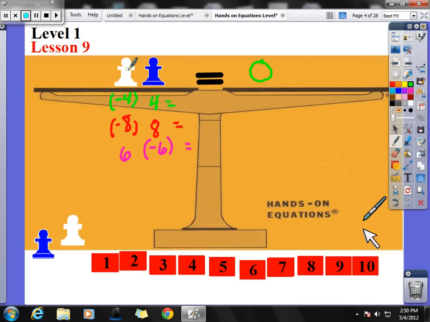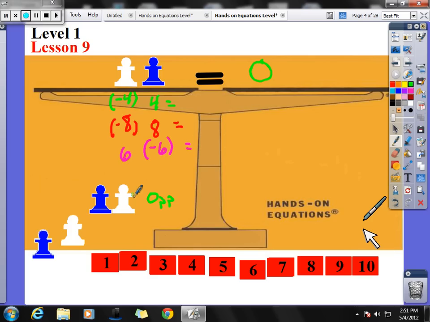Anytime you have a white pawn and a blue pawn together, they make a 0, because these two are opposites. They're always opposites of each other. If this were 4, this one's -4. If this were 5, this is -5. If this were 10, this would be -10. They're always opposites of each other. Okay? So are we kind of understanding what we are doing?